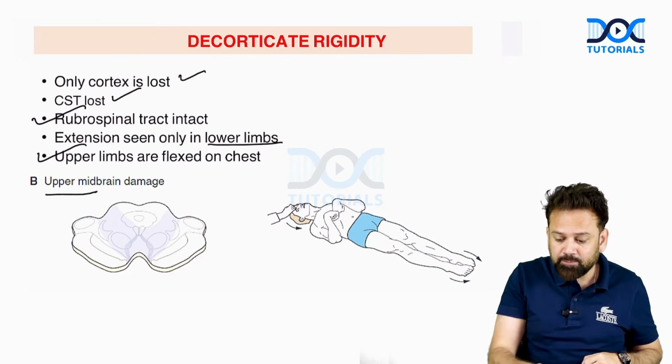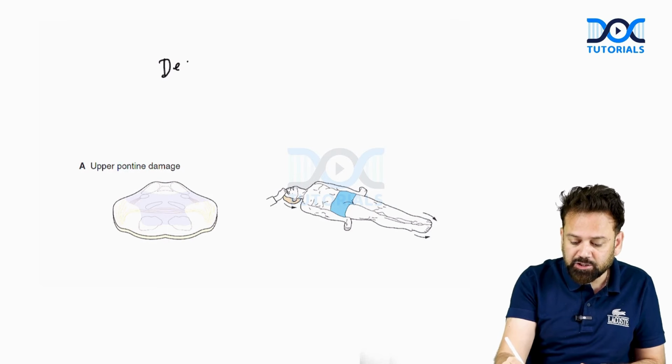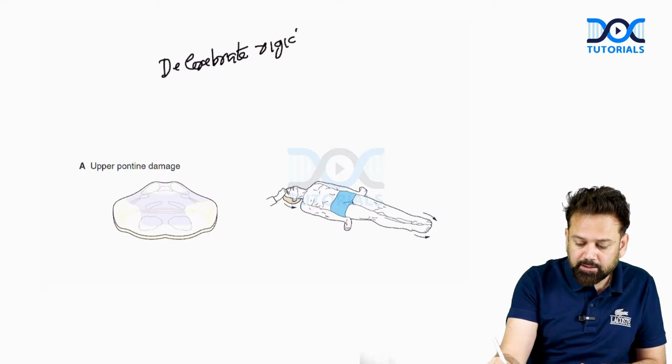On the other hand, if midbrain is also involved, that is called decerebration, or decerebrate rigidity.